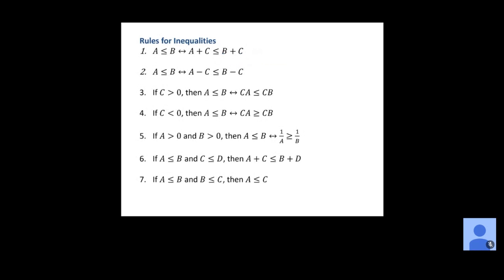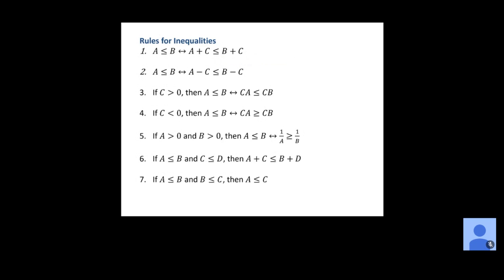All right, so first off, some rules for our inequalities. As long as A is less than or equal to B, we can actually add a value to both sides of that inequality and it will stay true. So similar to our properties of equations that we looked at previously, we can do some of the same things when we're dealing with inequalities. Okay, so again, if we have A is less than or equal to B, we can also subtract the same value from both sides. That's what number 2 tells us.